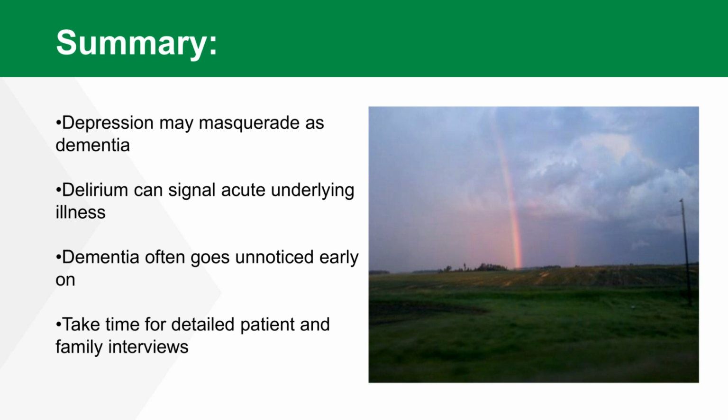In summary, dementia, depression, and delirium can be hard to differentiate, but the setting and the context do help. Depression can look like dementia, so be open to it being a possibility. If there is an acute change, delirium is more likely, and search for an underlying cause and treat. Dementia oftentimes early on is thought to be possible normal aging, and take time to talk to family and patient to help you appreciate the whole picture.